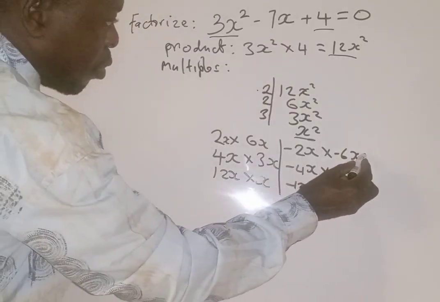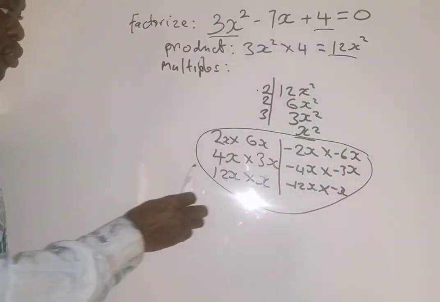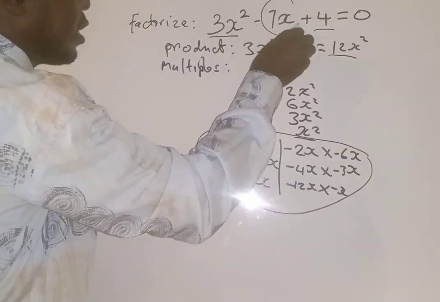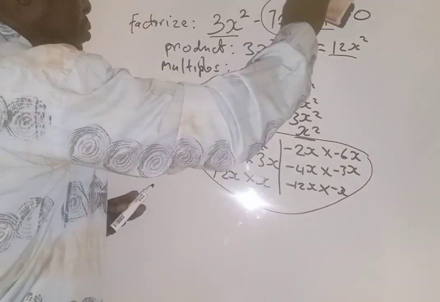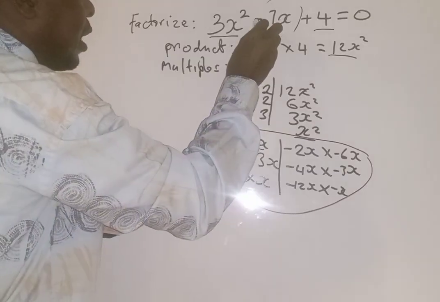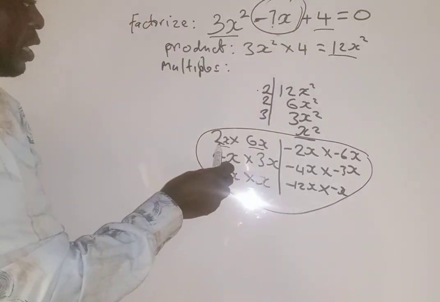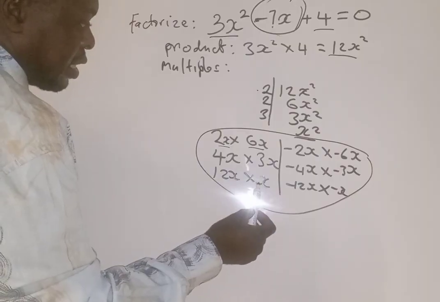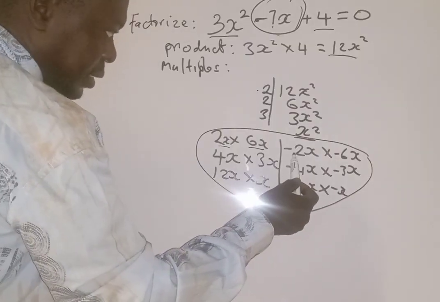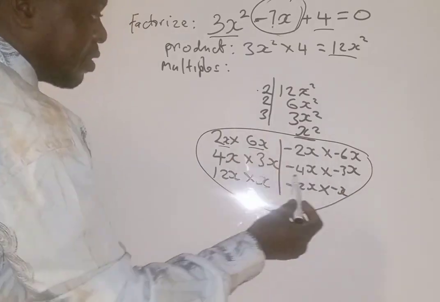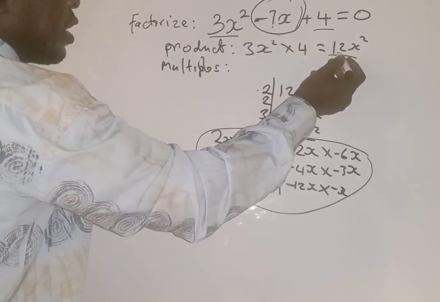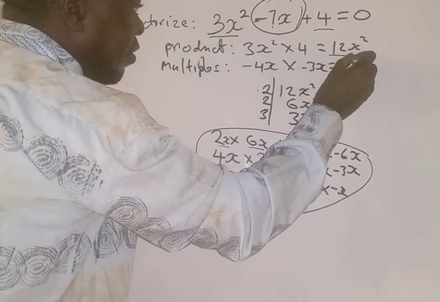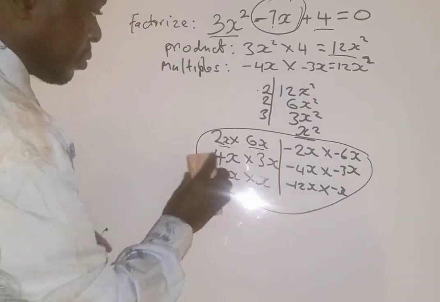Now, these are the possible multiples of 12x squared. Out of these multiples, choose 2 that when you add this and this, we are able to get this number, negative 7x. So sorry for the poor circling. Now, consider if you add this, it is 8x squared, 8x, this is 7x, this is 13x, we don't need those. This is negative 8x, this is negative 7x, this is what we need. So the multiples of 12x squared that we need are negative 4x multiplied by negative 3x. We get 12x squared. So that's it.